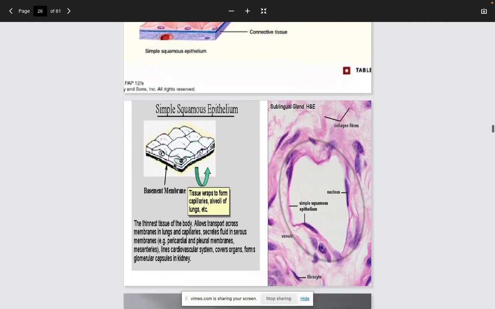Again, this is just another picture depicting what simple squamous epithelium looks like. You can see here this single layer with the centrally located nucleus, the squamous, tile-shaped appearance. It's the thinnest tissue of the body, allowing transport across the membranes in the lungs and the capillaries. So again, responsible for diffusion, as oxygen and carbon dioxide are going to need to diffuse across the lungs.